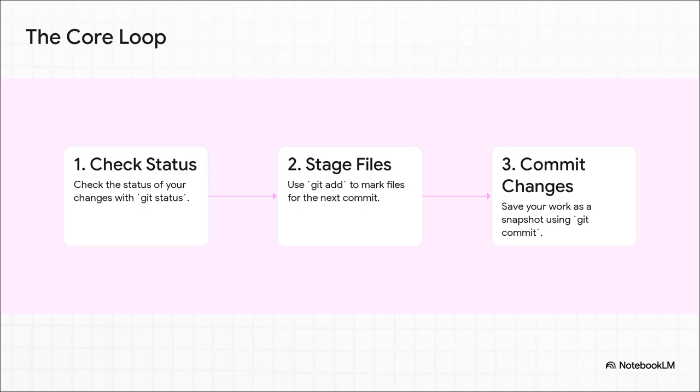First, you check to see what you've changed. Then you choose, or stage, the specific changes you want to save together. And finally, you commit that group as a permanent snapshot in your project's history. Let's break down each one.